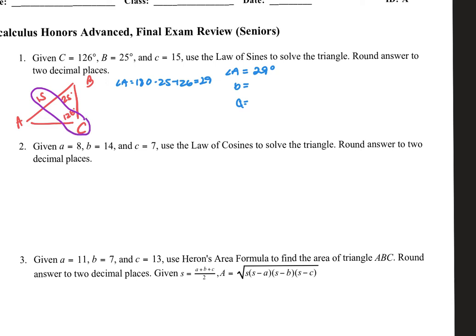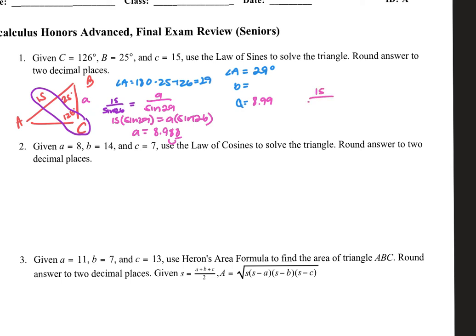So my full ratio is C, which is 15 over the sine of 126. If I'm looking for side A, it would be A over the sine of angle A, which is 29. And then I'm going to cross multiply: 15 times the sine of 29 equals A times the sine of 126. So A is 15 sine 29 divided by the sine of 126, and I get 8.988, which would be 8.99.